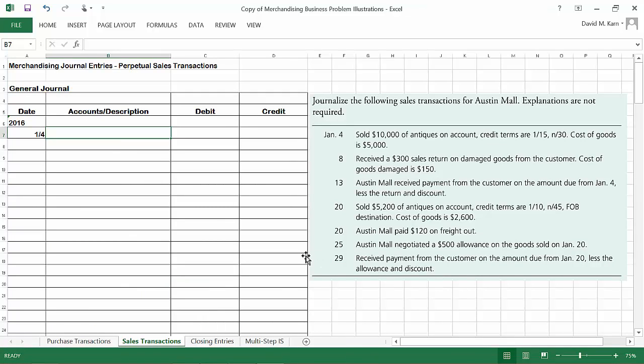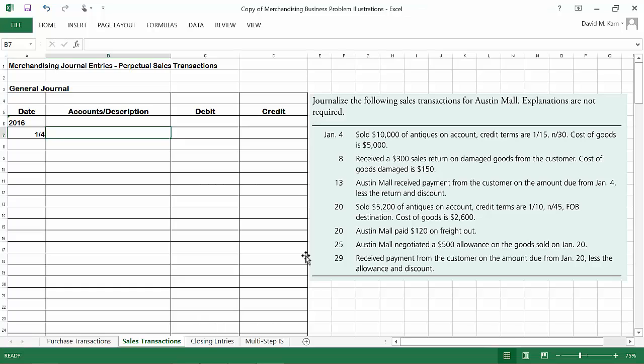Okay, I'm back with you now to go over the perpetual sales transactions. We have journalized the following sales transactions for Austin Mall. Explanations are not required. Okay, it says that on January 4th we sold $10,000 of antiques on account. Credit terms were 1/15, net 30. Cost of goods is $5,000.